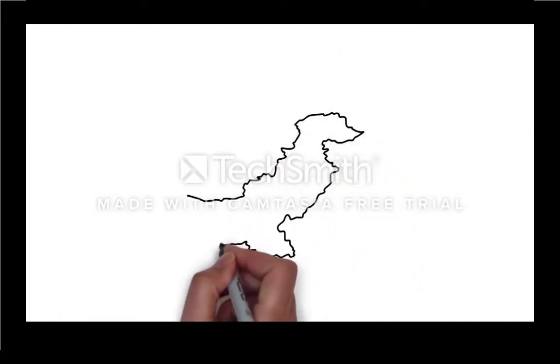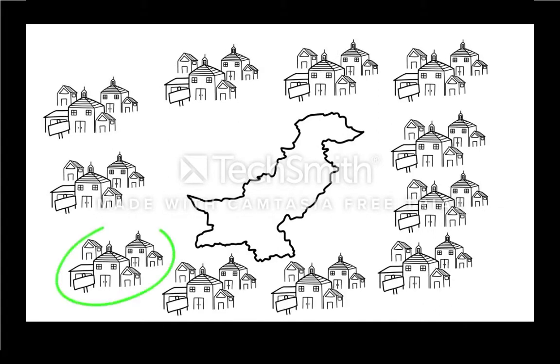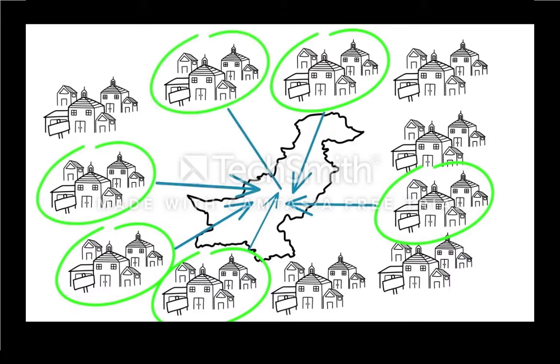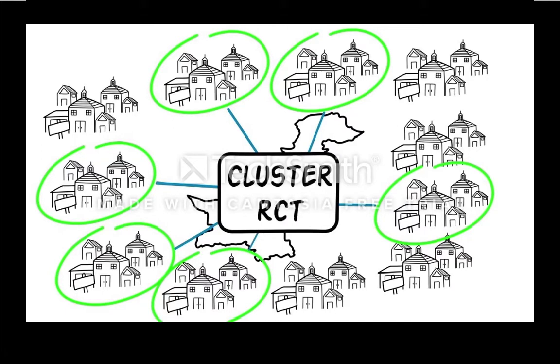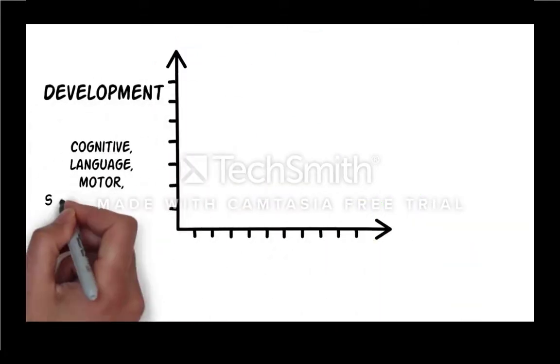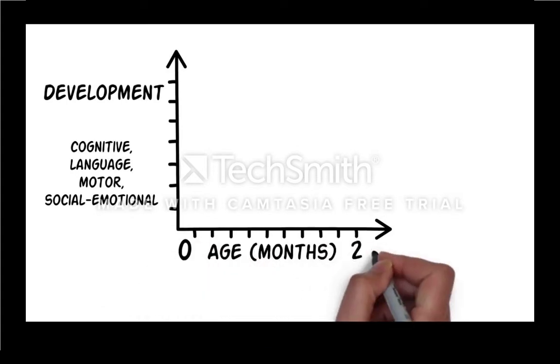In this RCT, the children were sampled as individuals, but sometimes participants are randomly sampled as groups, for example by school or village. This is called a cluster RCT. Back to our example from Pakistan. The children's development was monitored against several.